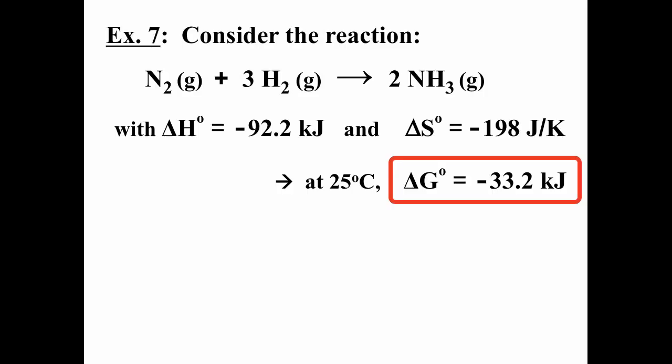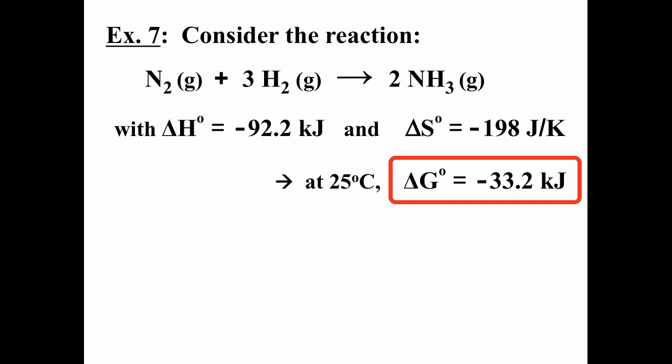And if we calculate delta G, or delta G naught, at 25 degrees Celsius, we get negative 33.2 kilojoules. That was the value that was given in class. That was correct, but the delta H and delta S hadn't been given in class. So here are the correct values. And then just revisit the interpretation.